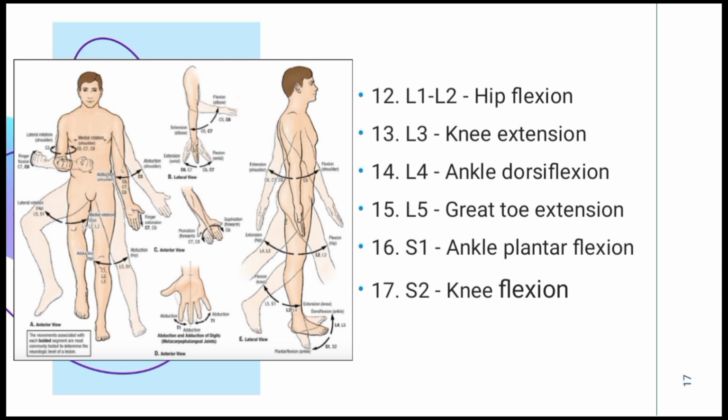अगर बेसिक ओवरव्यू की बात करें लोअर लिम्ब मायोटोम्स के बारे में, सो L1 एंड L2 इज फॉर हिप फ्लेक्शन, L3 नी एक्सटेंशन, L4 एंकल डोर्सिफ्लेक्शन, L5 ग्रेट टो एक्सटेंशन, S1 ankle plantar flexion, and S2 knee flexion. Now to learn these myotomes we have very funny and interesting mnemonics.